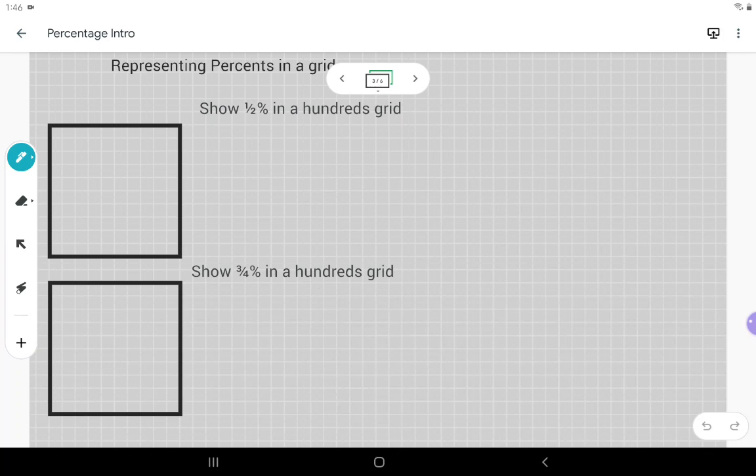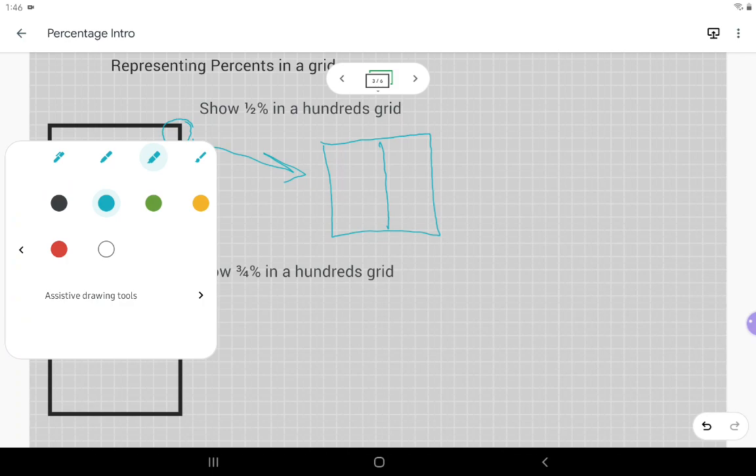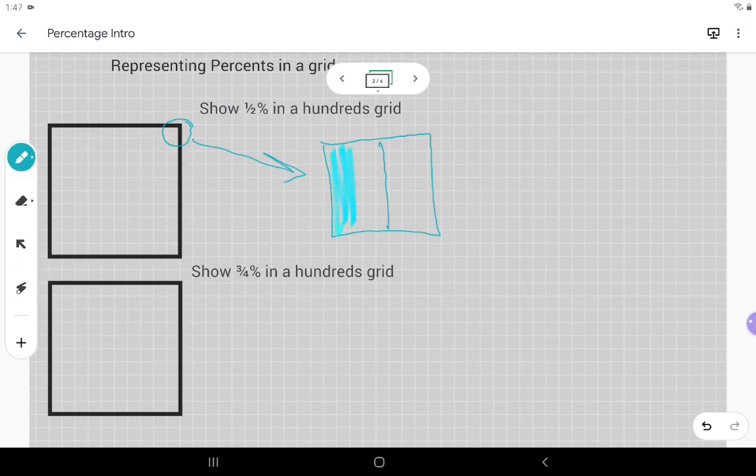So I'm going to take one little square here and blow that square up. I'm going to make it bigger. That's my square. I don't even have that full square colored in. I only have half of that square filled in. So I split that square in half, and I would color in only half of that square. My half of a percent means I have half of one small square. I don't fill in the whole thing. I would only color in half of it. Okay, let's do another one.